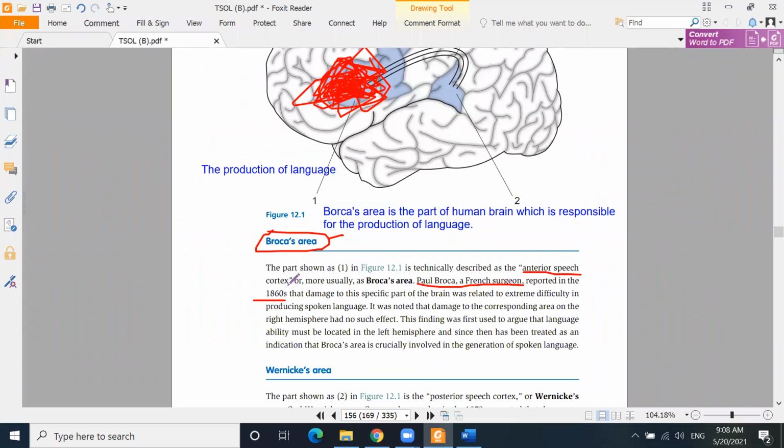On the other hand, Wernicke's area is called the posterior speech cortex, right? So you may simply say that Broca's area was discovered by Paul Broca, who was a French surgeon, and this part of the brain is responsible for the production of language, right? And it is also known as the inferior speech cortex.